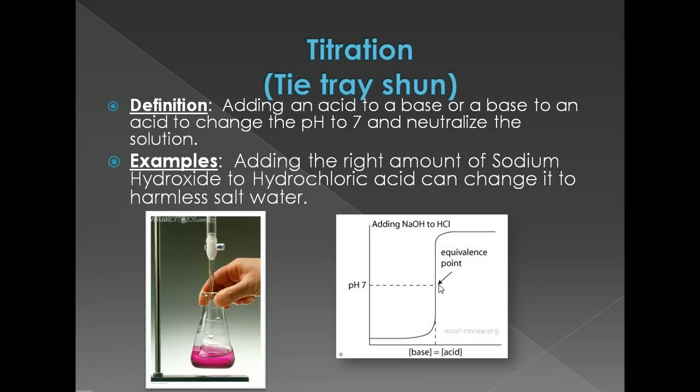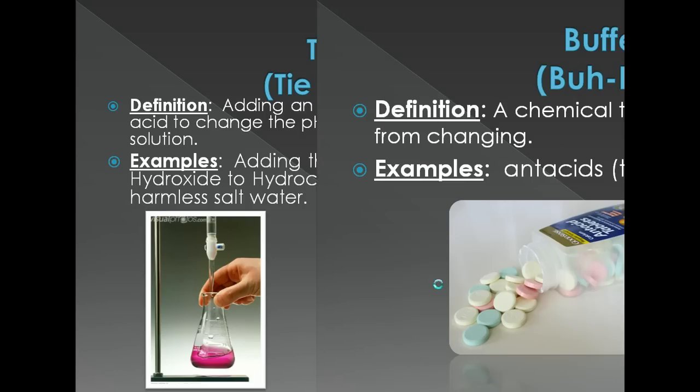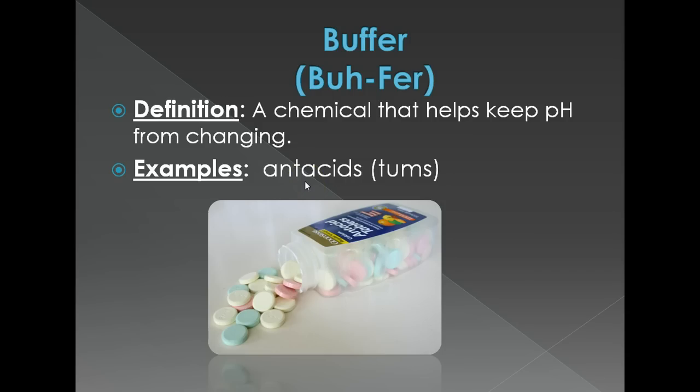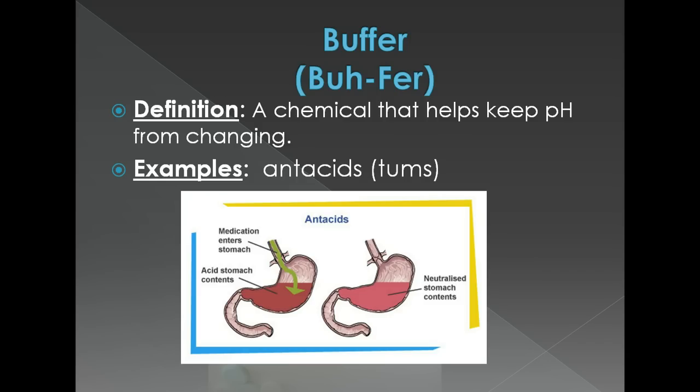A buffer is a chemical that helps keep pH from changing. So if you add a buffer, then the solution will resist changes in pH. An example is Tums or any other antacids that you might see. They operate by, if you have too much acid in your stomach, getting acid reflux or something like that, then you take the antacid and it will help neutralize the acid and make your stomach resistant to changes in pH.